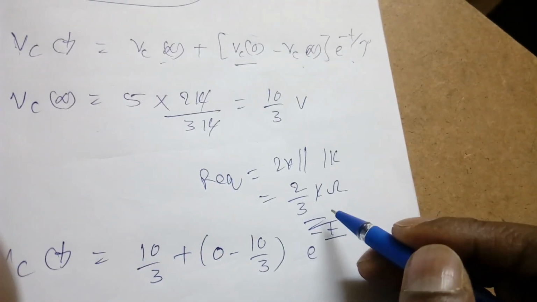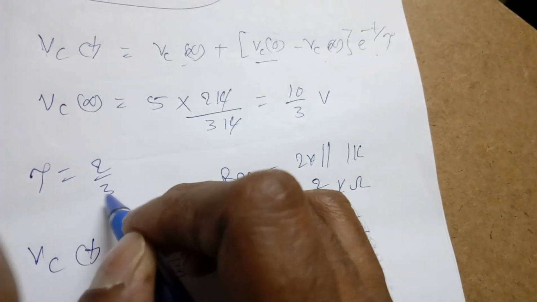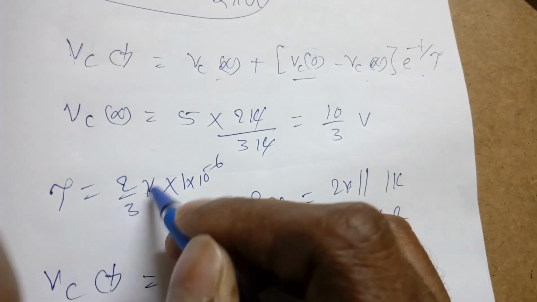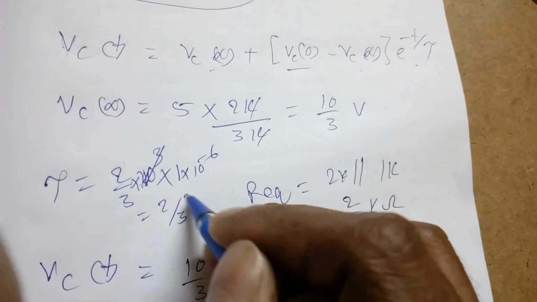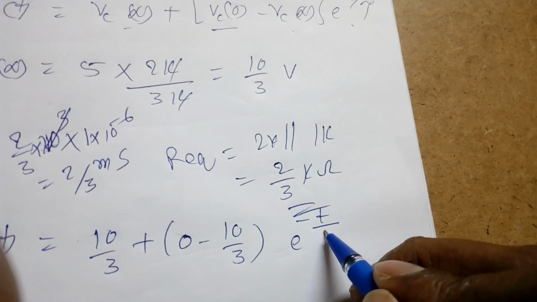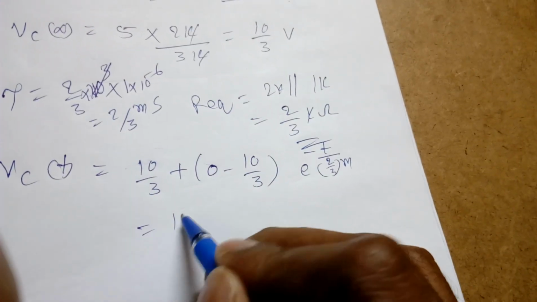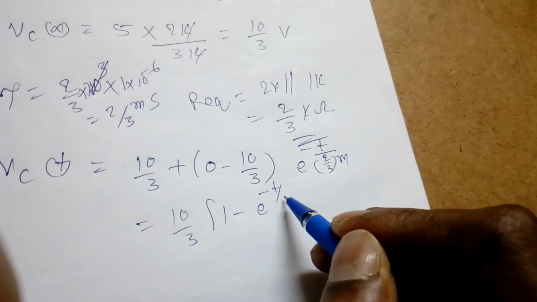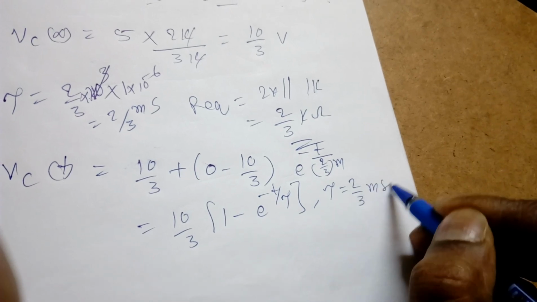Tau is equal to R into C. So what is R? 2 by 3 kilo ohm into C. C is given as 1 microfarad. 1 micro means 1 into 10 to the power minus 6. Kilo means 10 cube. It's gone minus 3. It's nothing but 2 by 3 millisecond. Now if we take 10 by 3 common, it will become 1 minus e power minus t by tau, and tau is equal to 2 by 3 millisecond.